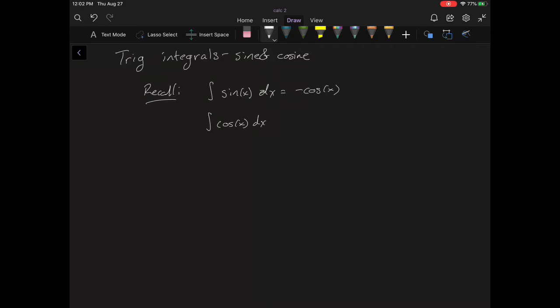So the integral of sine is negative cosine, and the integral of cosine is positive sine. The derivative of sine is cosine, and the derivative of cosine is negative sine.